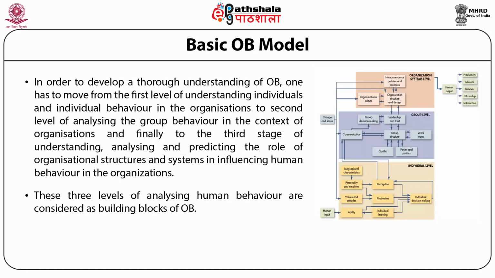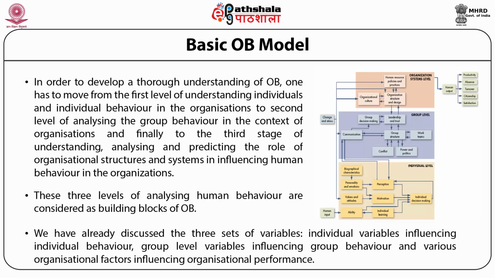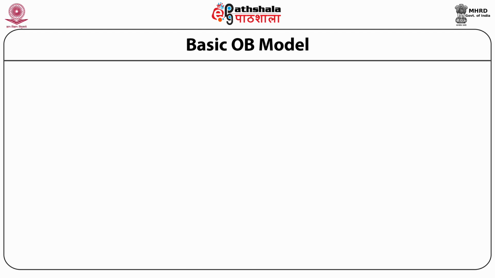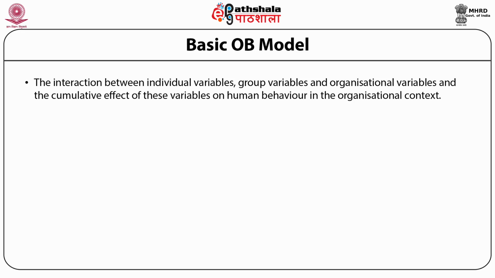In the previous module, we have already discussed the three sets of variables: individual variables influencing individual behavior, group level variables influencing group behavior, and various organizational factors influencing organizational performance. In this module, we will discuss the interaction between individual variables, group variables, and organizational variables, and the cumulative effect of these variables on human behavior in the organizational context.